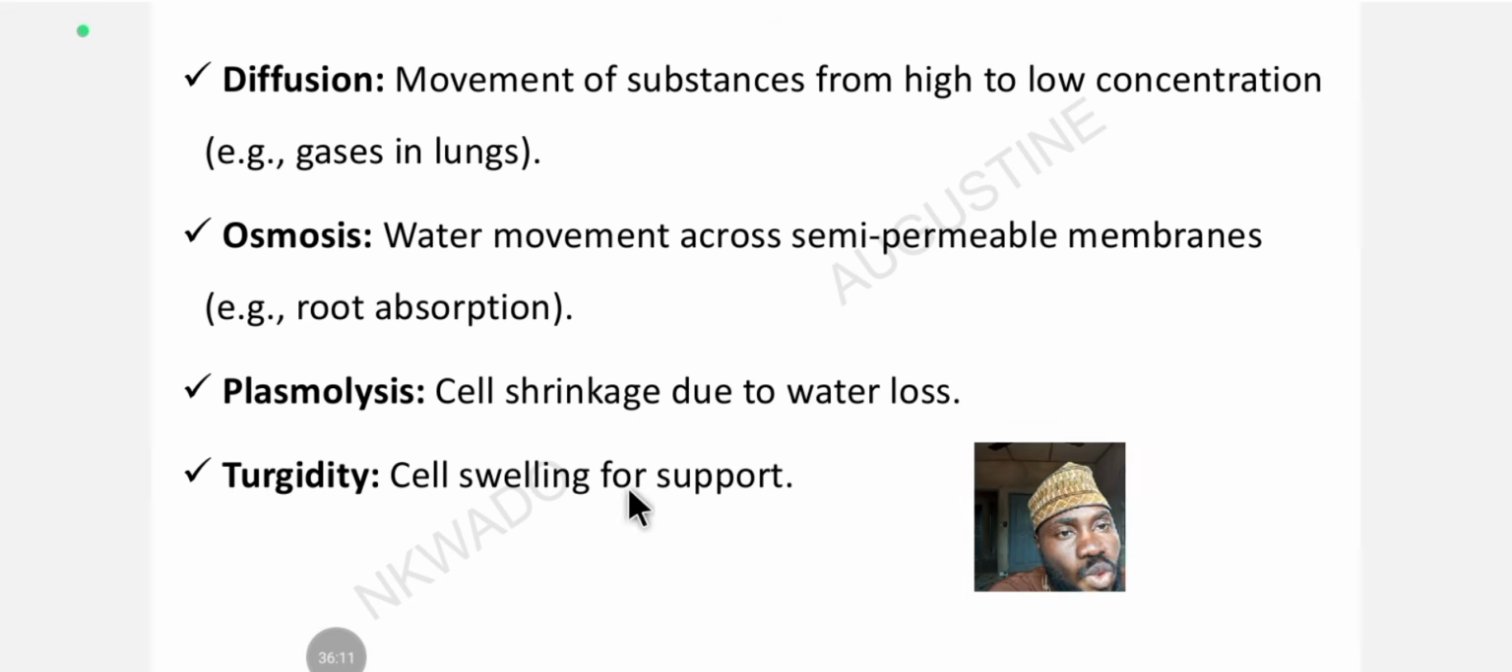The third process of transportation is cell swelling for support. So cell turgidity is cell swelling. When the cell receives too much water, the cell swells up. That's the response to high water content. When too much water moves in, the cell swells. But when less water moves in, the cell shrinks. That's plasmolysis in plants. All right, so that's that for that.